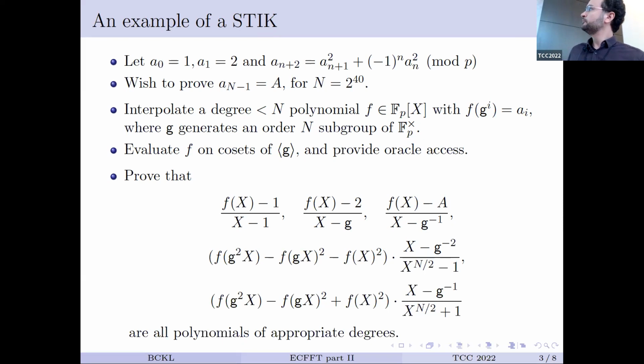And the second set of functions are the constraints that encapsulate the recurrence relation. So if we plug in, in the first one of the long things, if we plug in g to the i for even values of i, then the term in the parentheses will be 0 exactly if the recurrence does satisfy that a_{i+2} is a_i squared plus a_{i+1} squared.